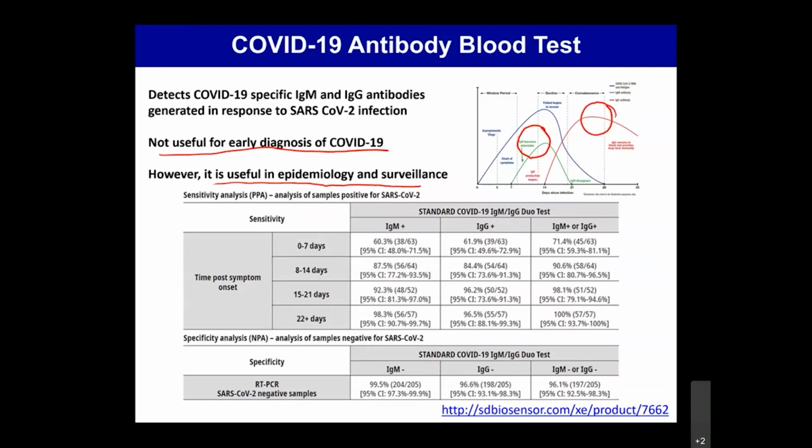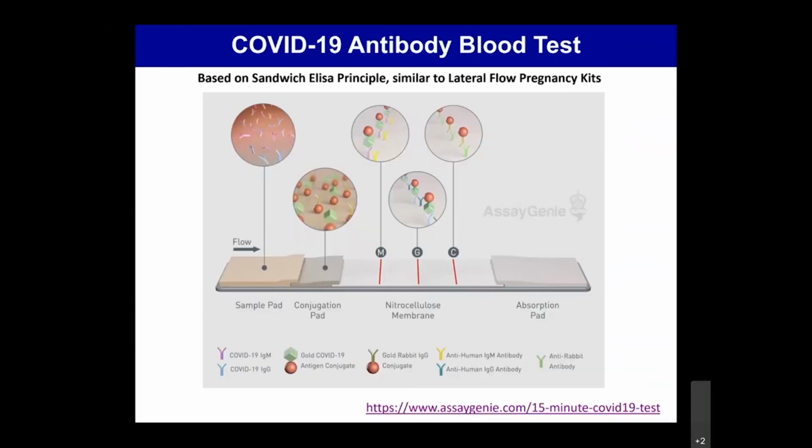The way it is done, it's typically like a pregnancy test kit. It's based on what is called a lateral flow assay. You put your blood or serum onto a sample pad, and then you also put some reagent. Then this starts flowing laterally.